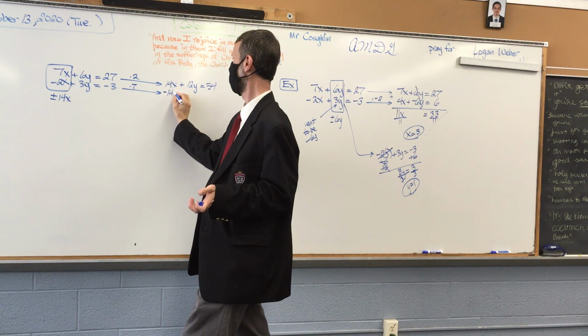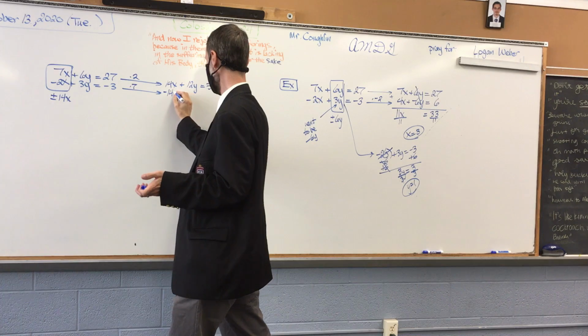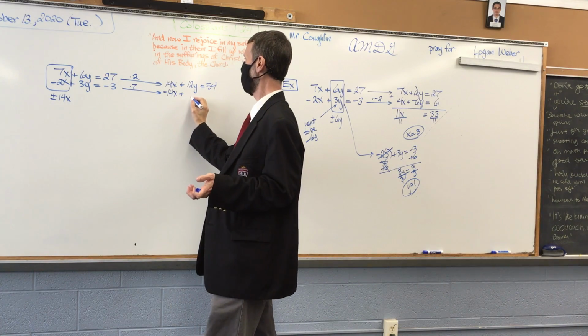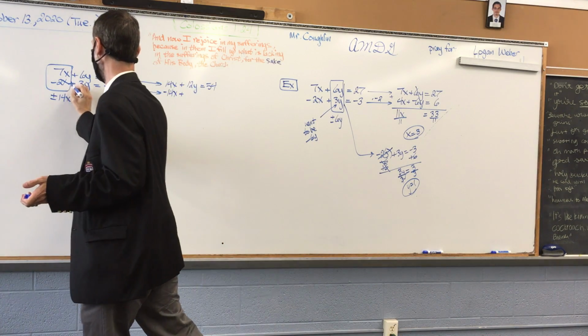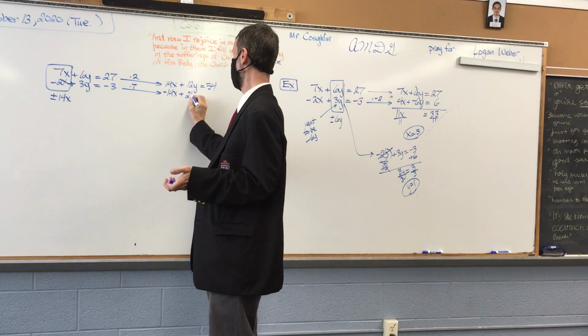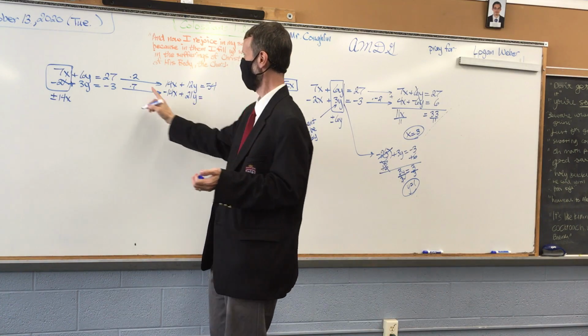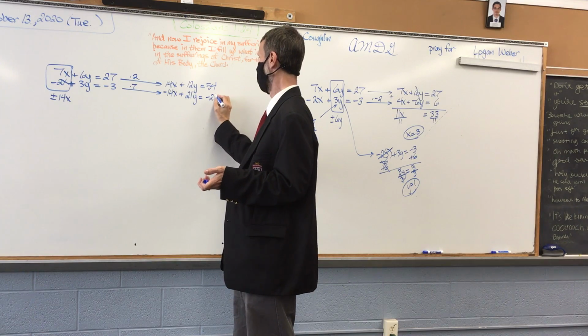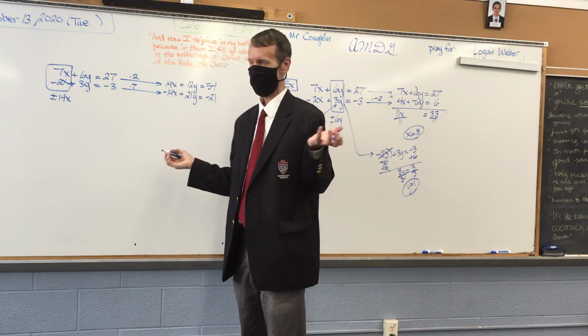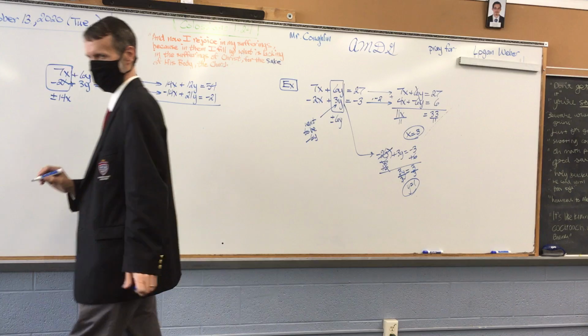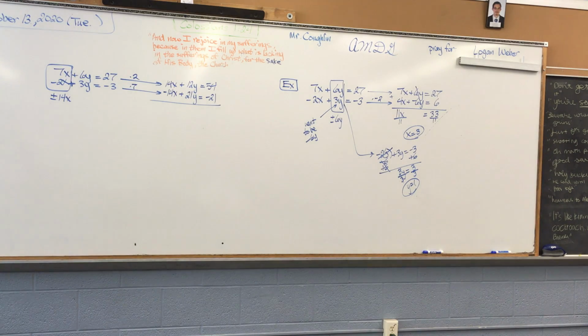Negative 2 times 7 is negative 14x, okay. And plus 21y equals, good. Does that make sense so far? Somebody run this for me. Will, go for it.